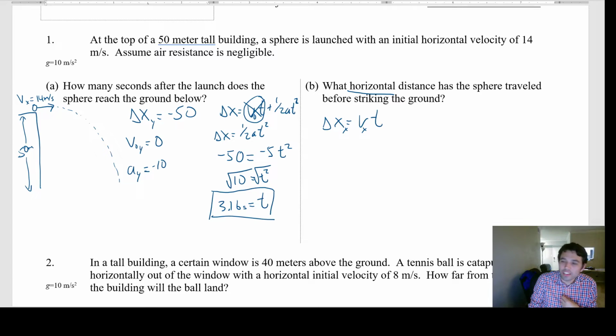All right. So now we know the horizontal velocity, right? It's 14. It told us that. That doesn't change. There's no acceleration horizontally. It's 14 here. My time, we found it in part A, was 3.16. So we just multiply these together to get our answer. That's it. So delta x is going to be 14 times 3.16. So 6 times 14, and I get 44.24. So about 44 meters of displacement.